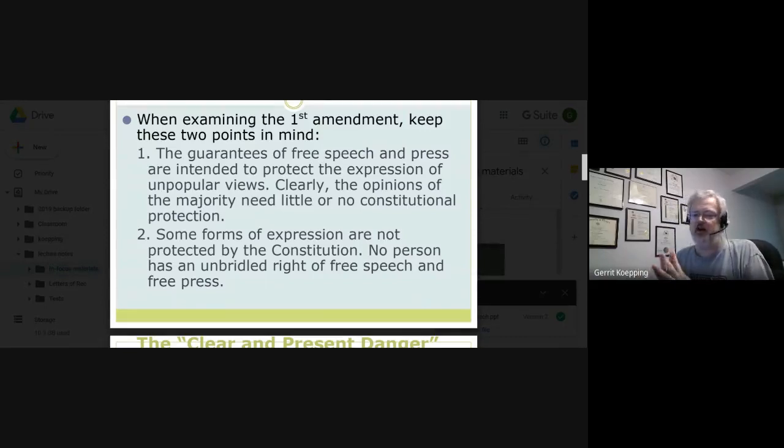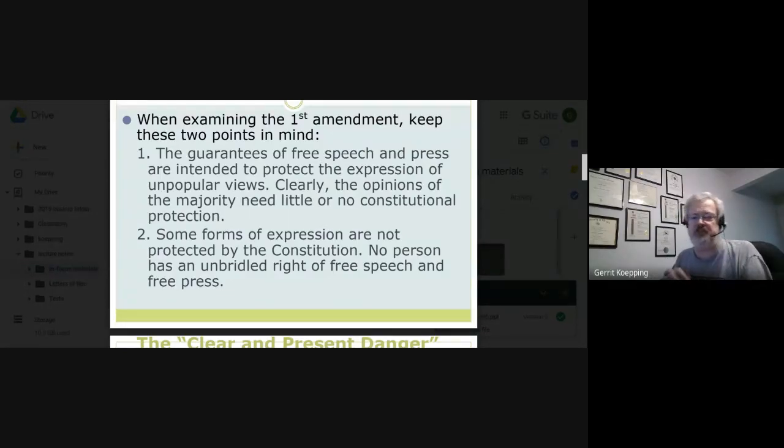The second thing is, like all other rights, no right is absolute. There are certain forms of speech that are not constitutionally protected. Speech that is a threat, the possession of child pornography. These would be things that are not protected forms of speech, and as such, they can be legally prohibited.